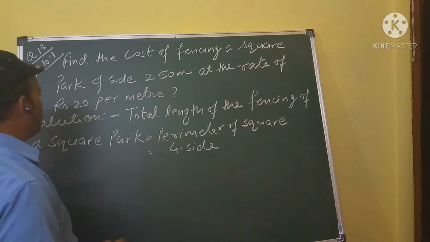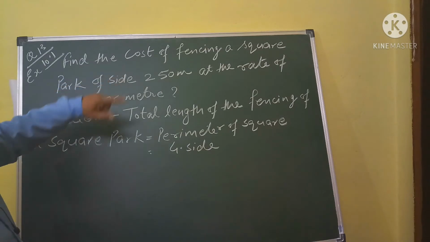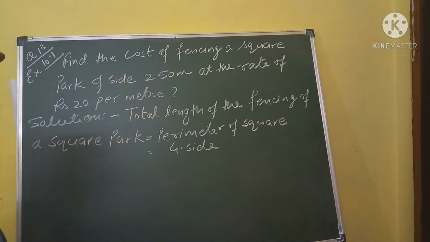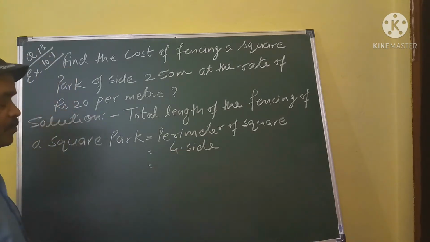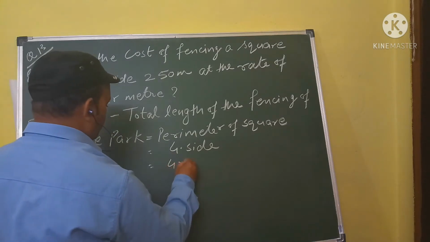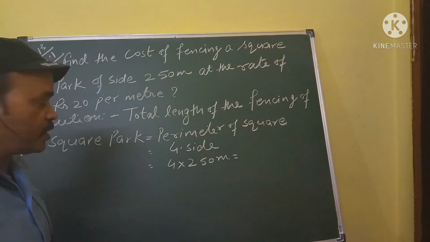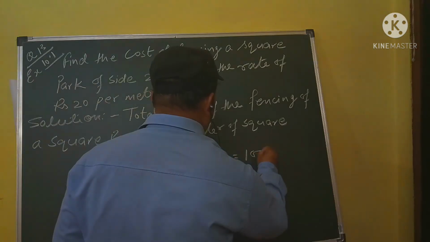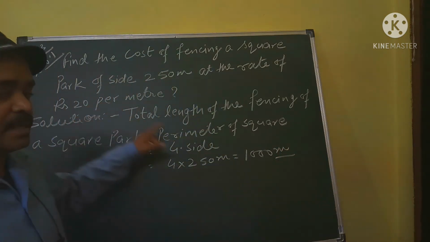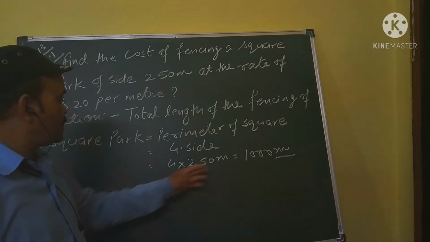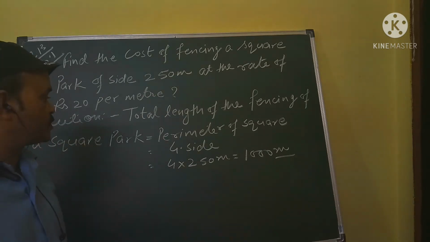Okay, 4 into side. And now look here, the square park has side 250 meter. So the total length of the fencing of the square park will be 4 into side, which is equal to 4 into 250 meter. After multiplication, what will be the product? 1000 meter. 1000 meter is the total length of the fencing of the square park.